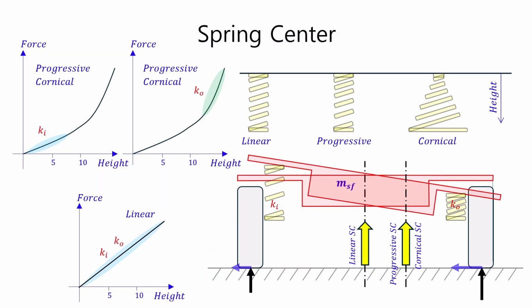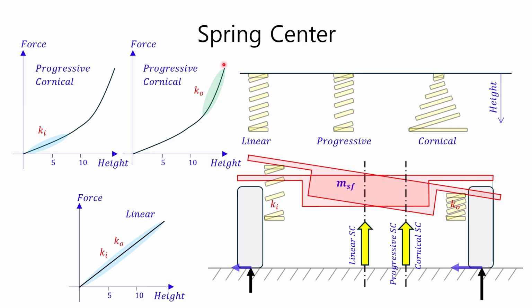Let's learn about the spring center, which will be necessary in the following discussion. The vertical line where no rotation occurs even when a vertical force is applied is called the spring center. Representative spring types include linear springs, progressive springs, and conical springs. Linear springs have a constant spring constant, as shown in the graph at the bottom left. Progressive and conical springs have a spring constant that increases with increasing compression, as shown in the upper left and upper right.